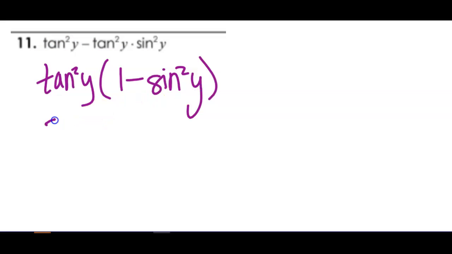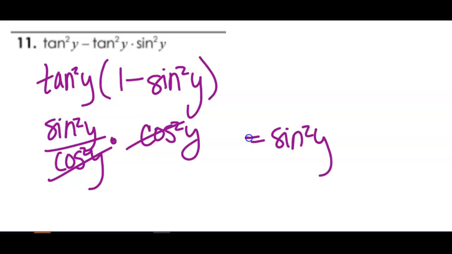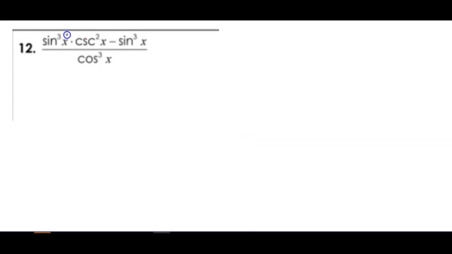Now, tangent squared is sine squared over cosine squared. 1 minus sine squared is a cosine squared. These will divide out. We're left with a sine squared. And last one. This also can be factored on the top. We can take out a sine cubed.